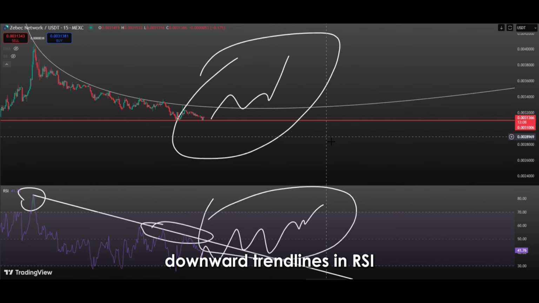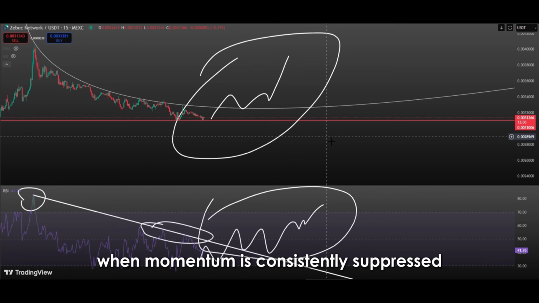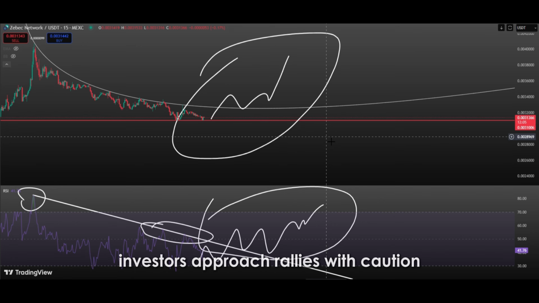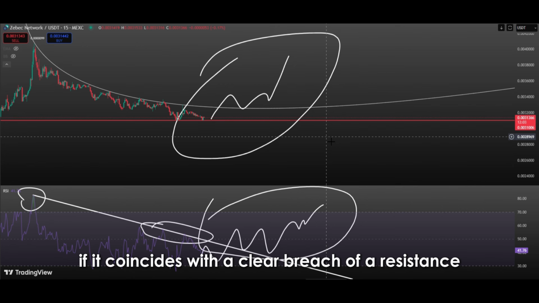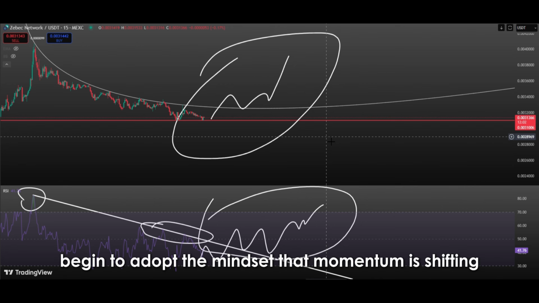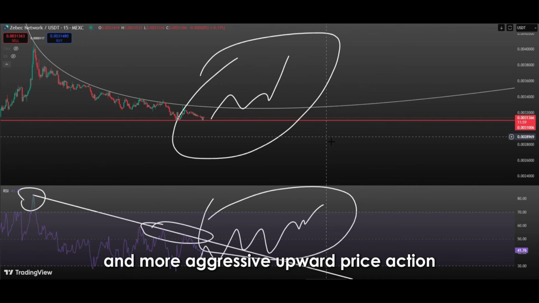These kinds of breakouts also significantly alter the psychological structure of the market. Downward trend lines in RSI serve as a kind of confidence measure for investors. When momentum is consistently suppressed, investors approach rallies with caution. But when this trend line is broken, especially if it coincides with a clear breach of a resistance level, investors begin to adopt the mindset that momentum is shifting. This shift in sentiment can lead to new buyers entering the market and more aggressive upward price action.